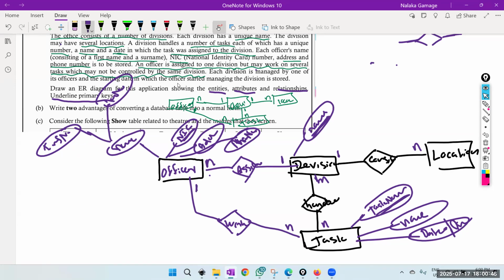So then I will just keep it one. Maybe not controlled by the same division. But anyway, you need to work outside. Anyway, still, I will keep it one. You can see there's a fuzziness here.